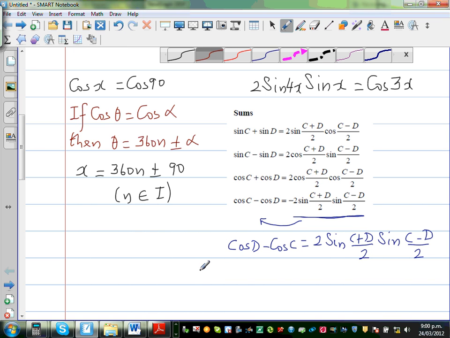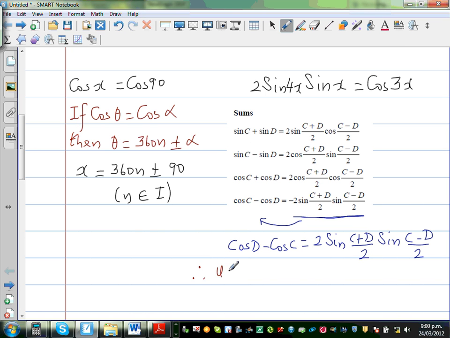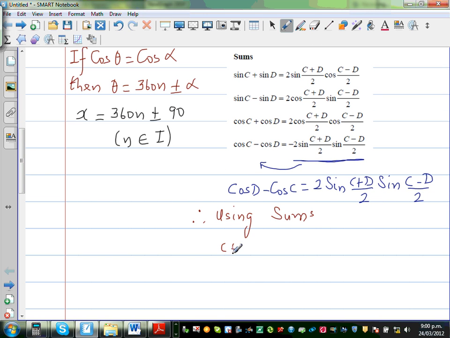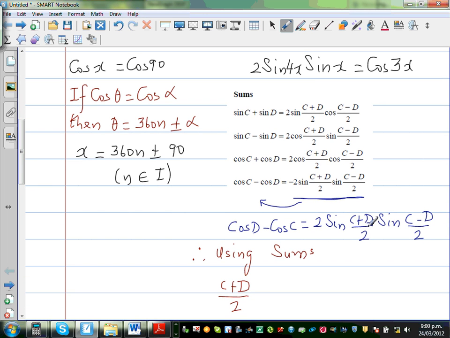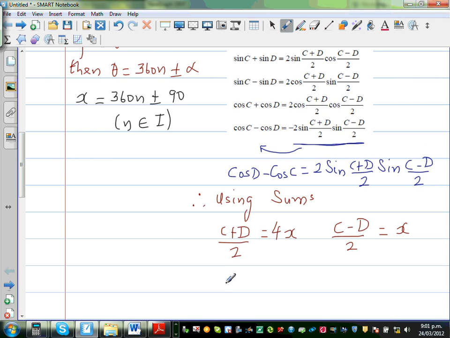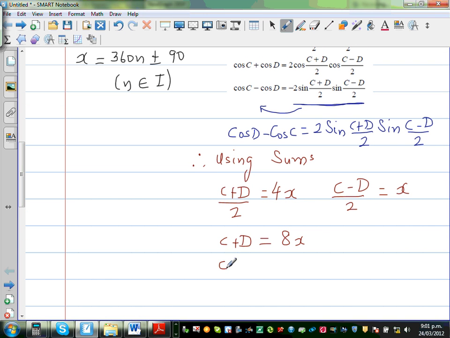Therefore, using the sums formula, I can say c plus d divided by 2 can be compared with 4x, and c minus d divided by 2 can be compared with x. So multiplying 2 to both sides, I can say c plus d is equal to 8x, and c minus d is equal to 2x.